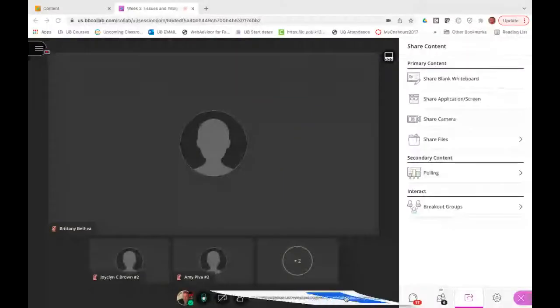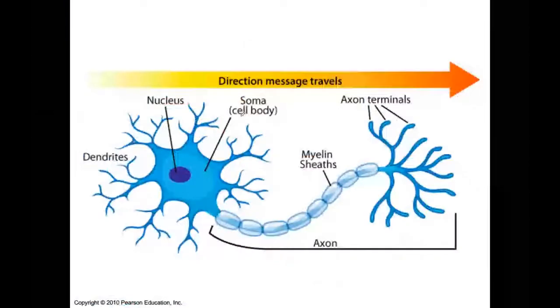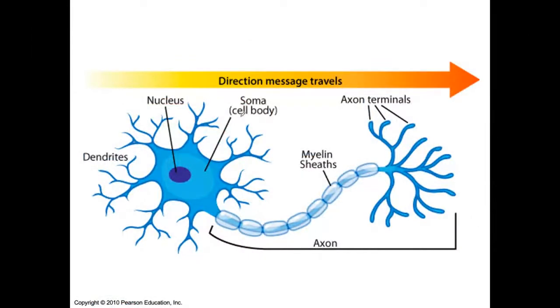Okay, welcome back, everyone. We are going to be looking at the fourth type of tissue, which is going to be the neuron. So let's take a look at the neural tissue now.